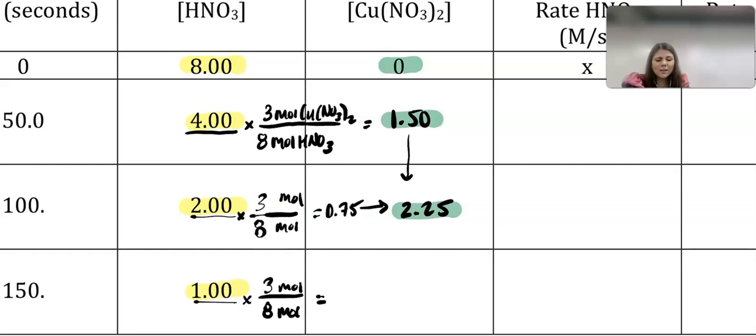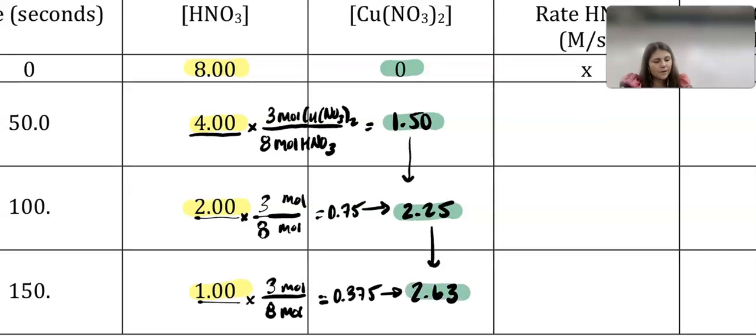So adding to the already 1.5 can get us the for sure new concentration. And also, let's be honest, these values after each time interval are going down. And for these, because they're products, we will be increasing. Then here, 1 times 3 divided by 8, I get 0.375. Let's add that to the 2.25. I now have 2.63.